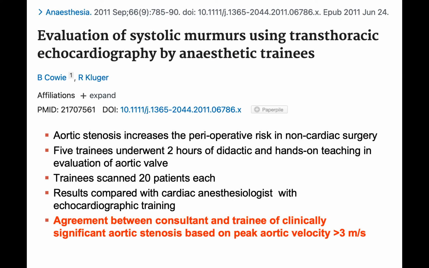What they found was that with just 2 hours of training and 20 patients, there was agreement between the consultant and trainee on clinically significant aortic stenosis based on peak aortic velocity. They used more than 3 meters per second as their cutoff. So this shows that this is important to your field, I believe, and it's easily done.